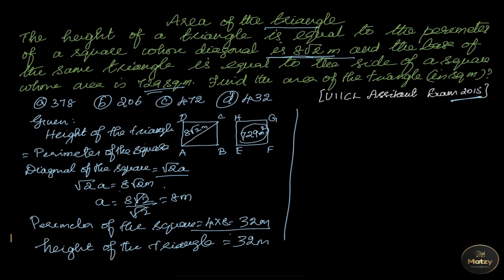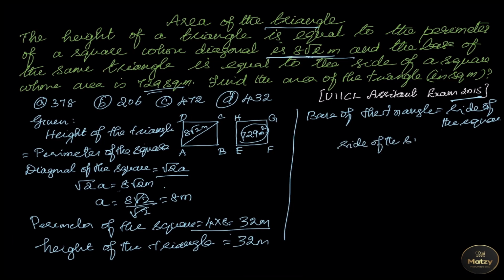For that, it is given in the problem. One more square is taken. Area of this square is given as 729 square meters. See, base of the same triangle is equal to the side of the square. So, base of the triangle is equal to side of the square.